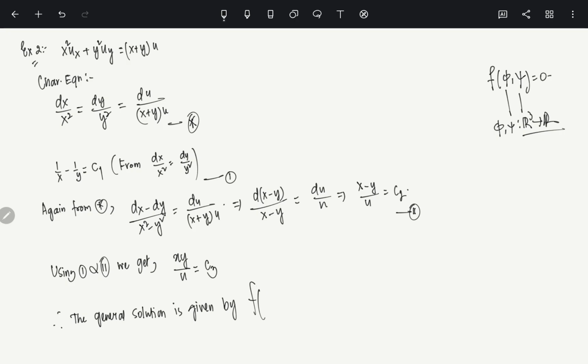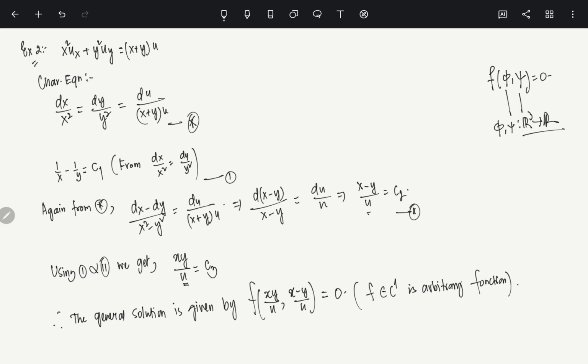What are phi and psi? If I am assuming my phi to be this one, then phi is constant along the characteristic, so it is xy by u. What is my psi? Psi I can assume to be this one, right? (x minus y) by u. This equals 0. So that's your general solution, given f in C1 is an arbitrary function. Is it okay? That's your general solution, and hence this is how you solve this equation.